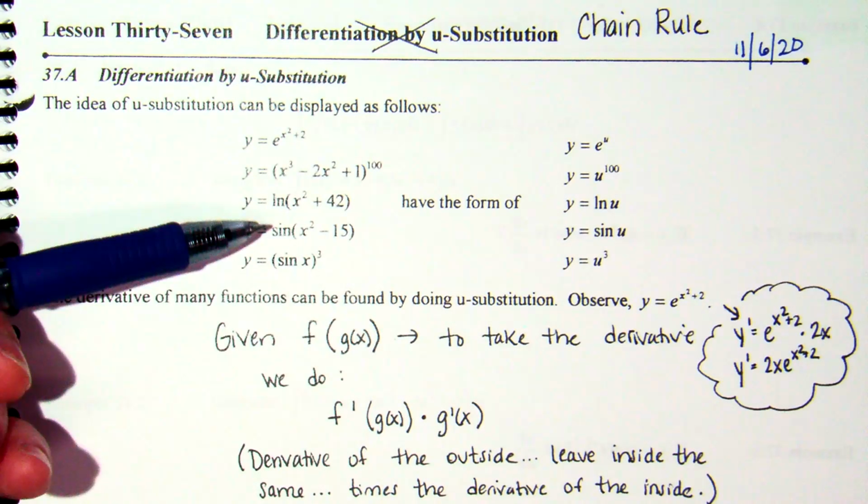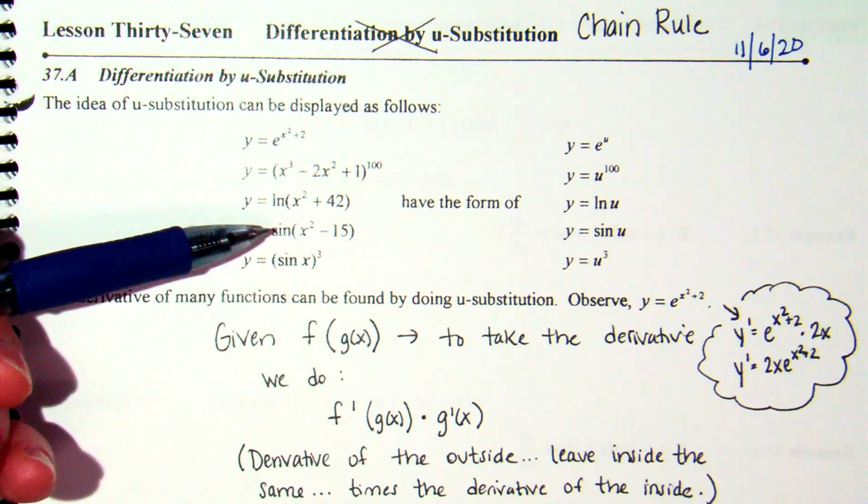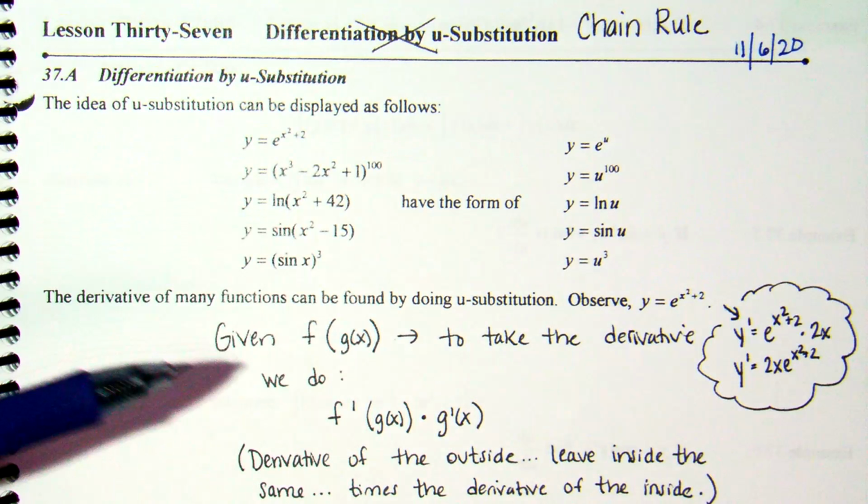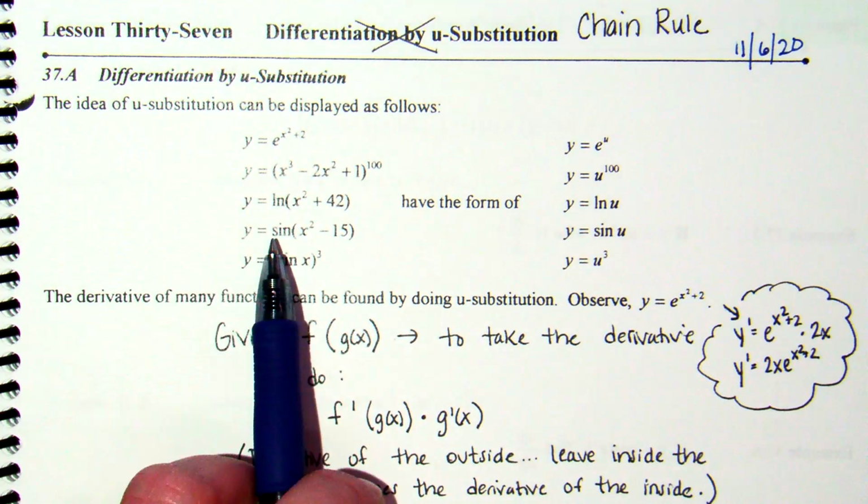Ready to try some examples? Let's look at example 1 here, see what we can do with it. If f of x equals x squared plus 2x raised to the 10th, what is f prime of x?